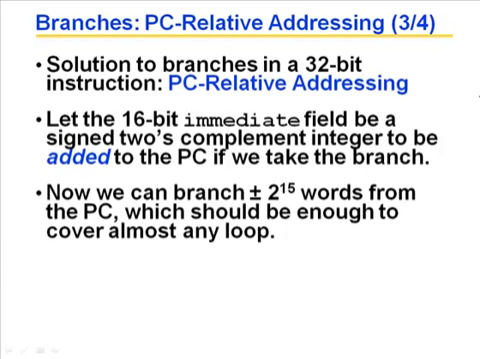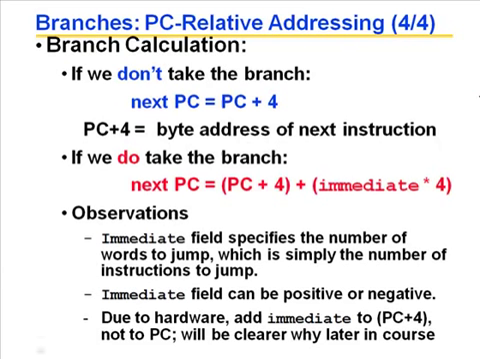I know this is a little complicated. You can branch up to plus or minus 2 to the 15 words from wherever the program counter is, which should be enough to cover almost any loop. If we don't take the branch, the PC just increments by 1 word, so PC equals PC plus 4 to get to the next instruction. If we do take the branch though, the next value for PC is PC plus 4 plus the immediate.